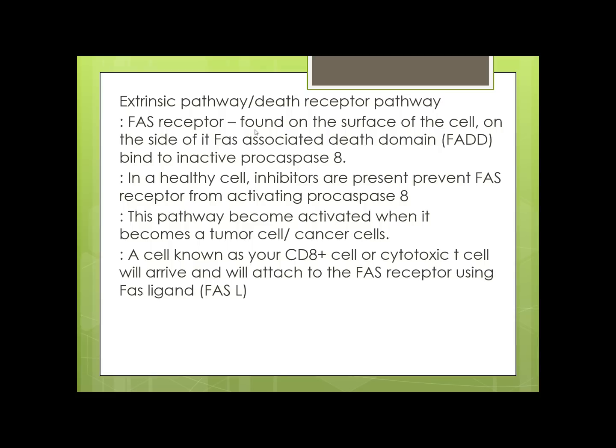And on its side is the Fas associated death domain, which would bind to inactive procaspase 8. Now, in a healthy cell, it looks like this. Let's say this is your cell. Here on the surface is the Fas receptor. Here on the side is the FADD, the Fas associated death domain. Then in the middle, attached there is the procaspase 8. In this middle part, there are inhibitor proteins, which prevent the Fas receptor from activating procaspase 8.